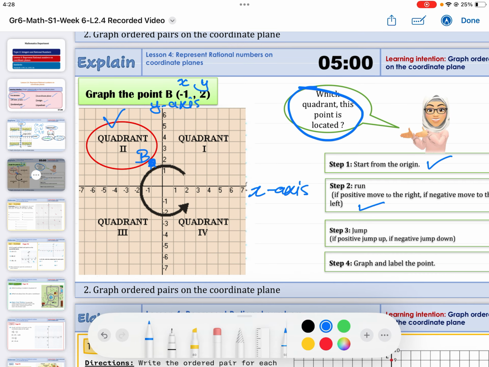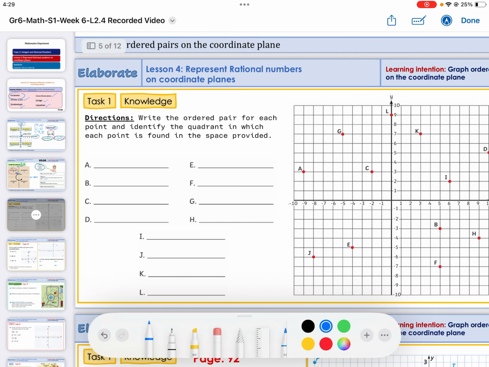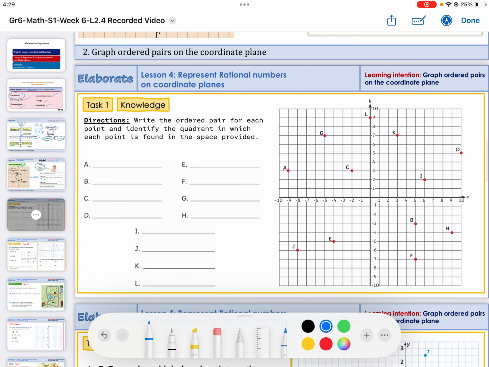Okay, that's the first part of the lesson. Let's move on to more examples. So here is a direct practice for graphing ordered pairs on the number line, on the coordinate plane. Write the ordered pair for each point and identify the quadrant in which each point is found in the space provided. So we have here a coordinate plane.